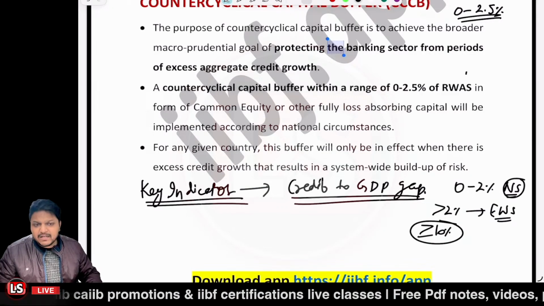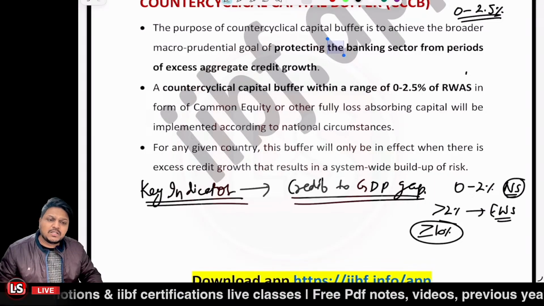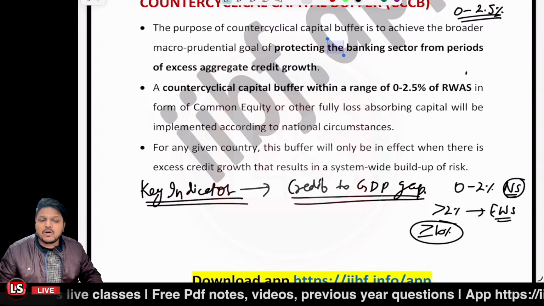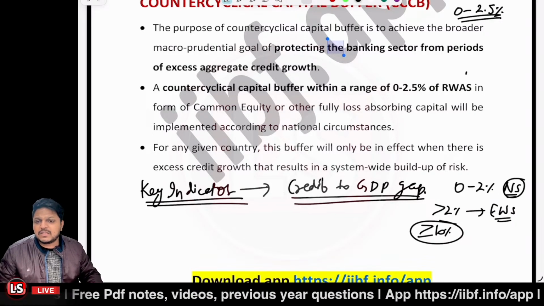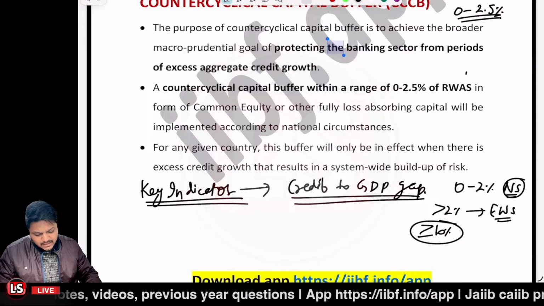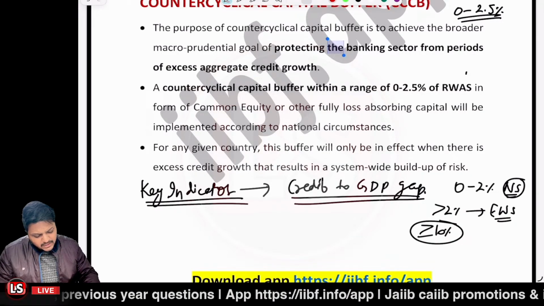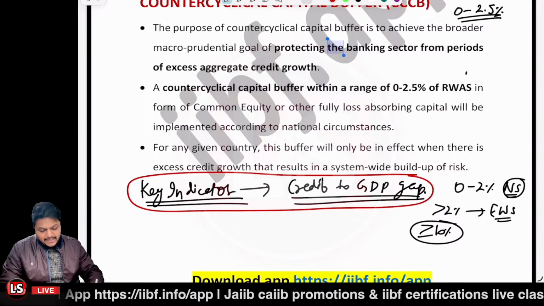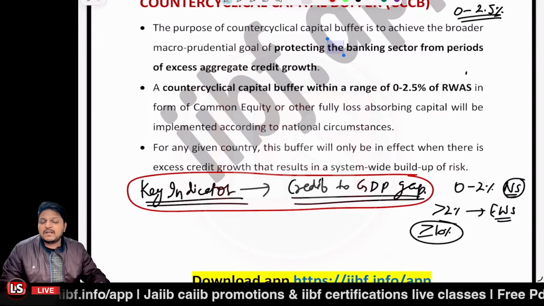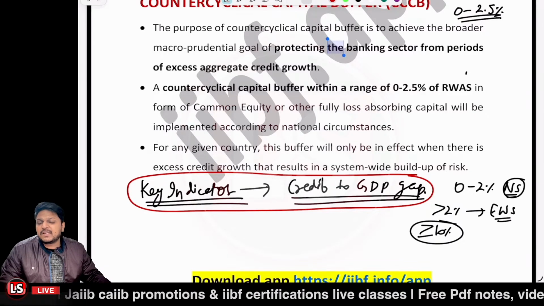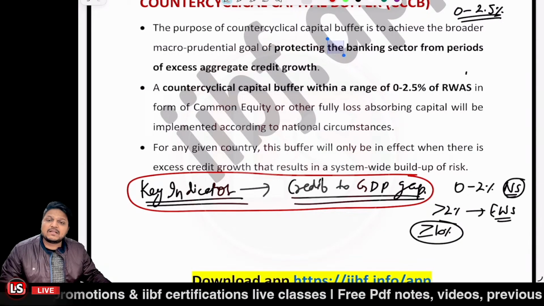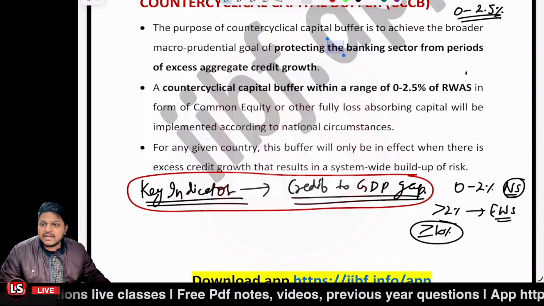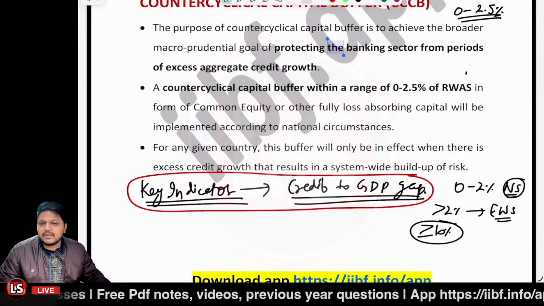And the supplementary indicators are related to what? It could be related to the GNPA growth, the incremental credit deposit ratio, or industry outlook indices. Those are the supplementary indicators, but the main indicator for when the CCyB, the counter cyclical capital buffer, is to be maintained is the credit to GDP gap. If it is above 2%, it's an early signal, and RBI may say you are to maintain the CCyB. But right now it's not activated in India.